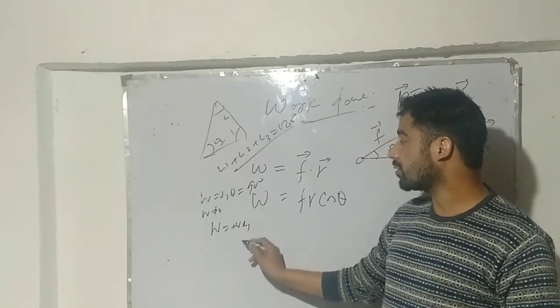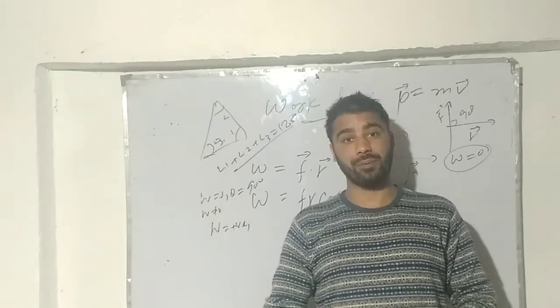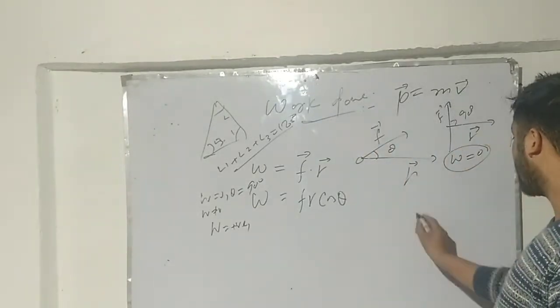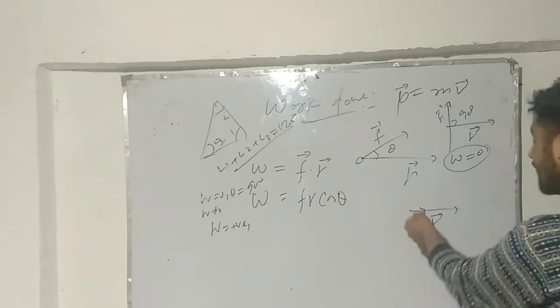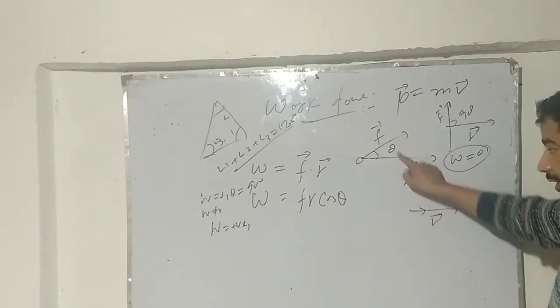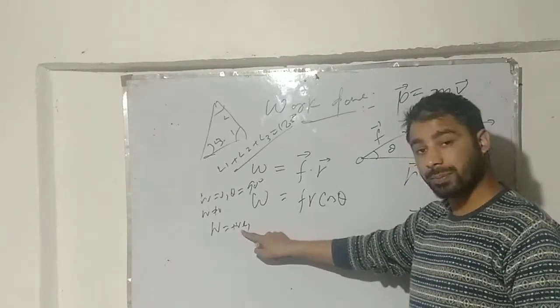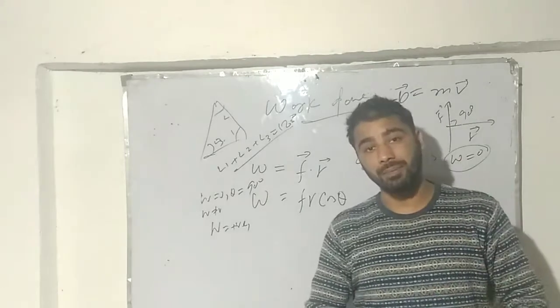Work done will be positive when the particle displacement is in the direction of the applied force. I mean to say simply, when my particle displacement and the force are in the same direction, the angle between the two vectors is zero. So my work done comes out to be positive, because the cosine of zero is a positive number. Okay.